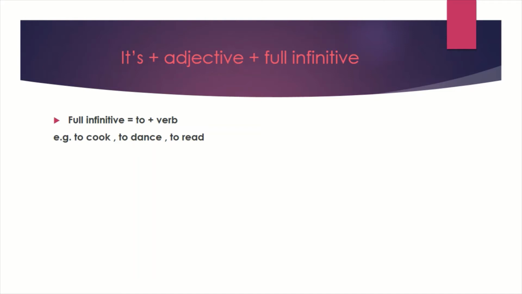So we will use these 3 verbs in 3 sentences using this structure. Let's start with the first one. We will write it's plus adjective plus full infinitive. So it's easy to cook. It's plus the adjective easy plus the full infinitive to cook. Next example, it's funny to dance. Again, it's plus the adjective funny plus the full infinitive to dance. Third, it's plus the adjective enjoying plus the full infinitive to read. It's enjoying to read.